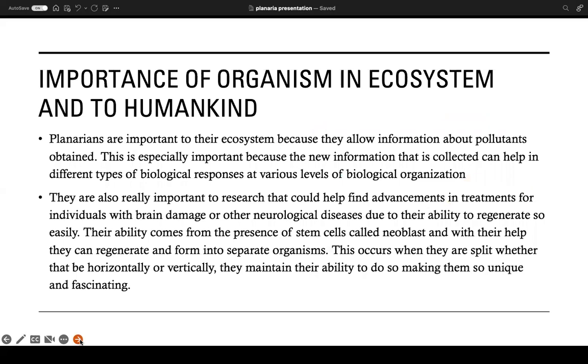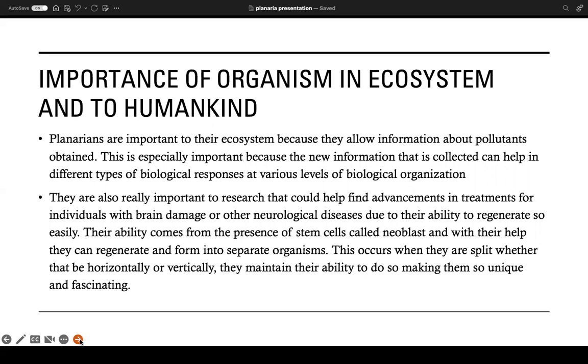Planarias themselves are important to their ecosystem because they allow information about pollutants to be obtained. This is especially important because the new information that is collected can help in different types of biological responses at various levels of biological organization. They are also really important to research that could help find advancements in treatment for individuals with brain damage or other neurological diseases. This is due to the planaria's ability to regenerate so easily.